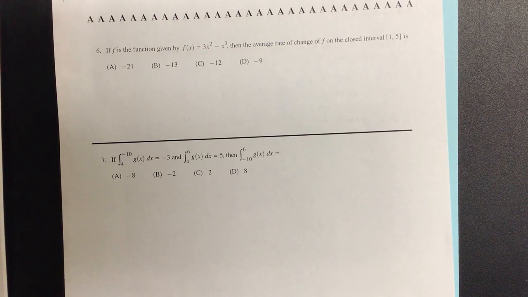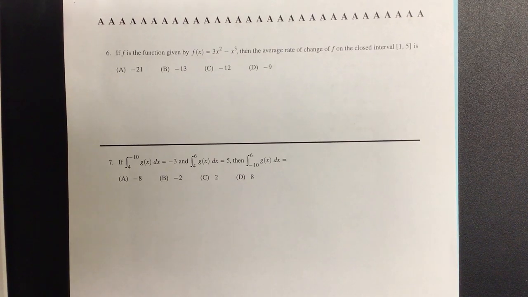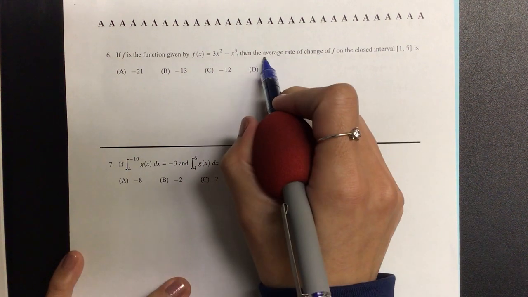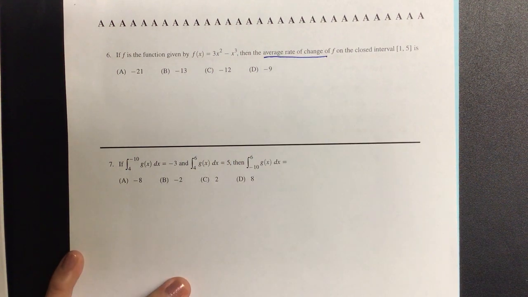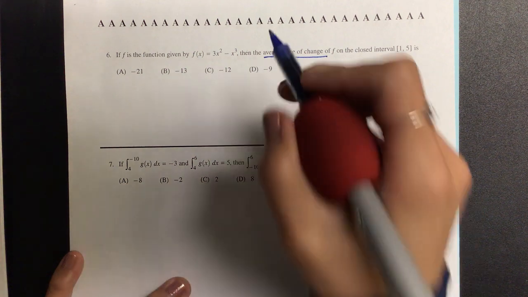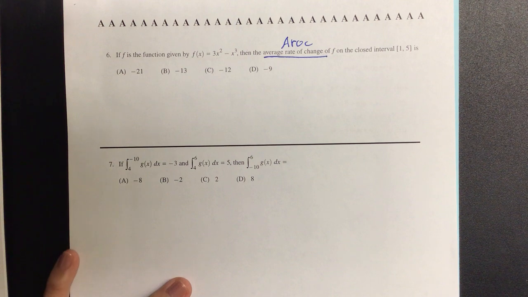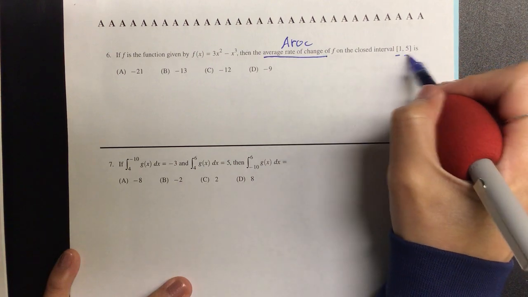If the function is given by f of x equals 3x squared minus x cubed, then the average rate of change of f on the closed interval 1 to 5 is... So we're looking at a rate of change, and that is basically just a slope equation, y2 minus y1 over x2 minus x1. In this case, they gave us what our bounds are.